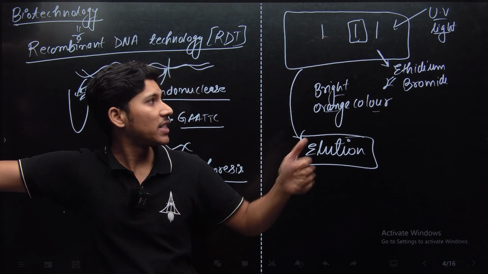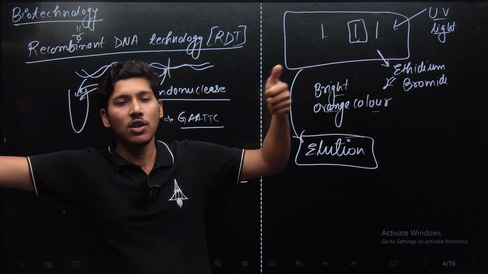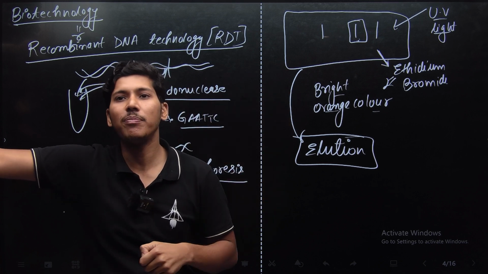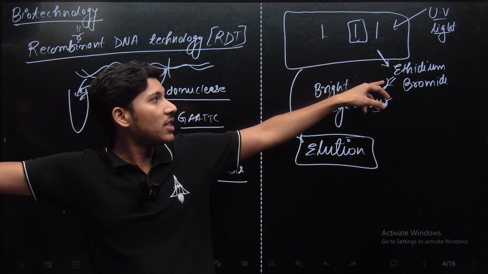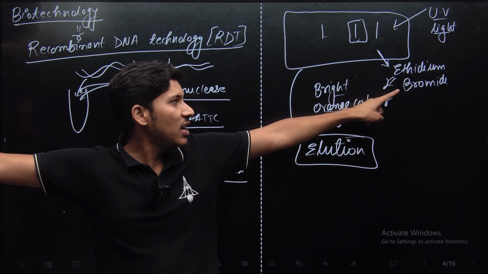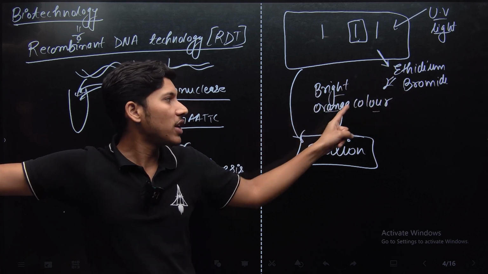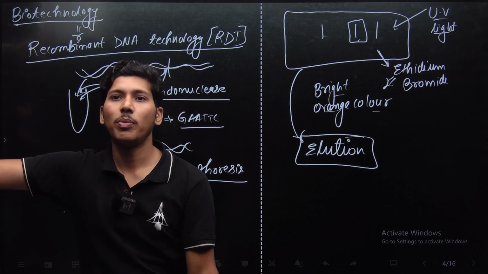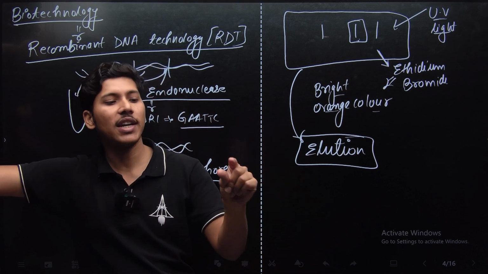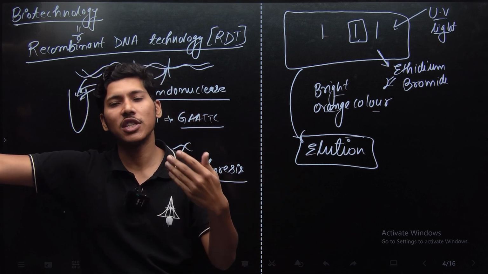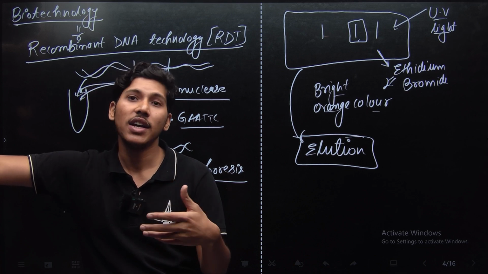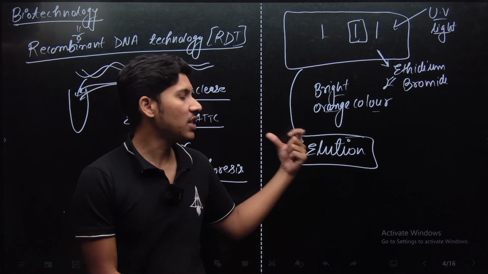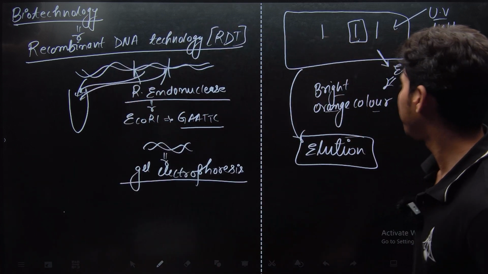Okay? By just illuminating UV light on the gel that we have prepared. Because in the gel that we prepare, we add ethidium bromide, which gives a bright orange color to the DNA. Once UV light is illuminated on it, and after cutting out the DNA of our interest, we just purify that DNA from the gel using a process known as elution. Okay?